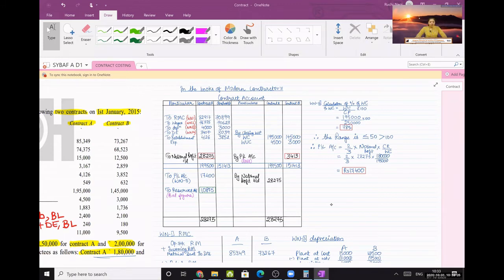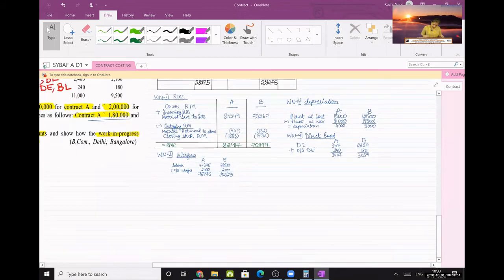P&L loss का कुछ नहीं करना है. वो loss आया है ना, तो जब आप P&L account बनाओगे, वहां ट्रांसफर हो जाएगा. वो करना कुछ नहीं है उसका. ठीक है? ये हो गया contract account. अब हम बनाएंगे contractee account. ठीक है, चलो, so let us make a contractee account.